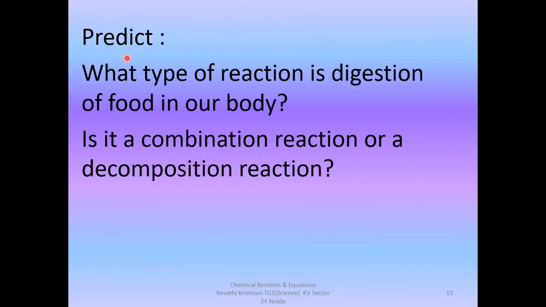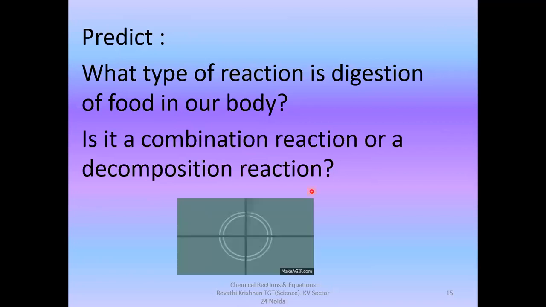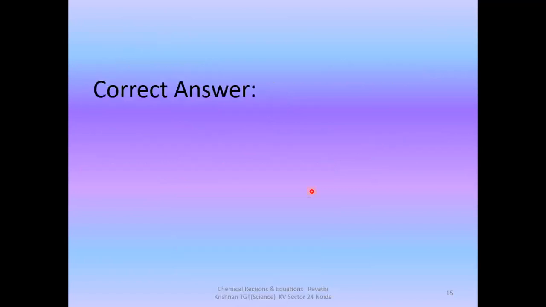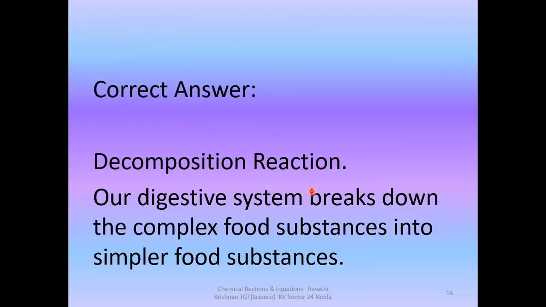Now, can you predict what type of reaction is digestion of food in our body? Is it a combination reaction or a decomposition reaction? The correct answer is decomposition reaction. Our digestive system breaks down the complex food substances into simpler substances. Carbohydrates are broken down into simpler sugars such as glucose. Proteins are broken down into amino acids and fats decomposed to fatty acids and glycerol.